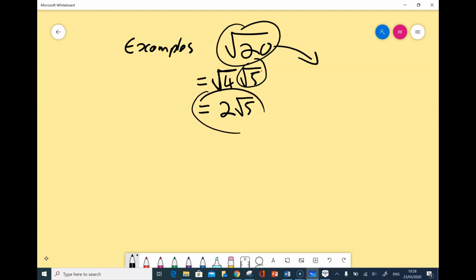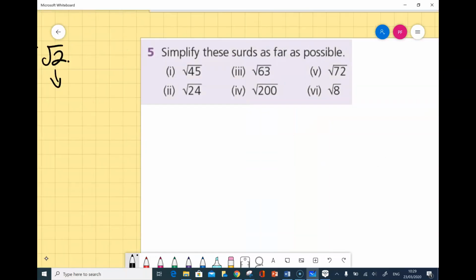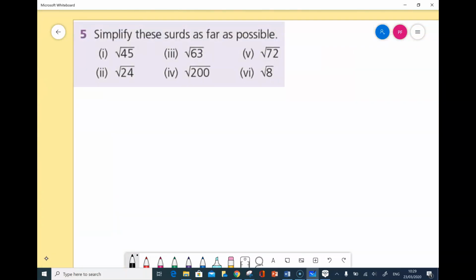But what if I'd chosen different factors? What if I'd chosen the square root of 10 by the square root of 2? Well, that doesn't make it any simpler because the square root of 10 doesn't have a nice square root, and neither does the square root of 2. So when you're choosing the factors of, let's say, 20, always choose factors that you can get the square root of. I couldn't get the square root of 5, but I could get the square root of 4, that's 2. So just be careful with your factors. So using that as an example, try question 5 now, please.